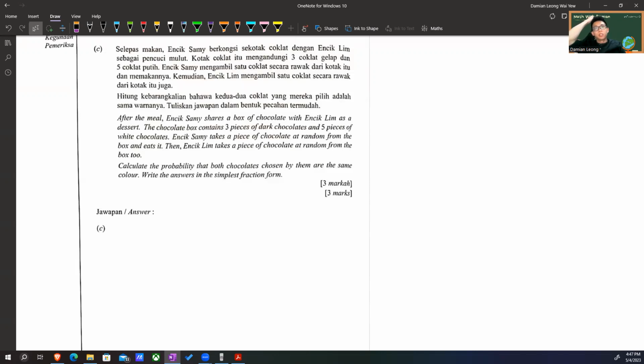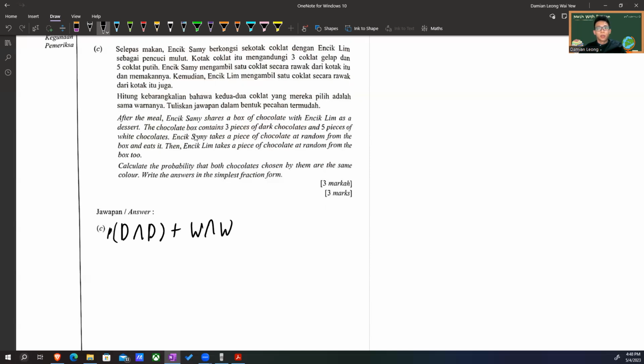After the meal, Encik Sami shares a box of chocolate with Encik Lim as dessert. The chocolate box contains 3 pieces of dark chocolate, 5 pieces of white chocolates. Encik Sami takes a piece of chocolate at random from the box and eats it. Then Encik Lim takes a piece of chocolate at random. Calculate the probability that both chocolates chosen by them are the same color. So same color, it can be dark and dark. It can be white chocolate and white chocolate.